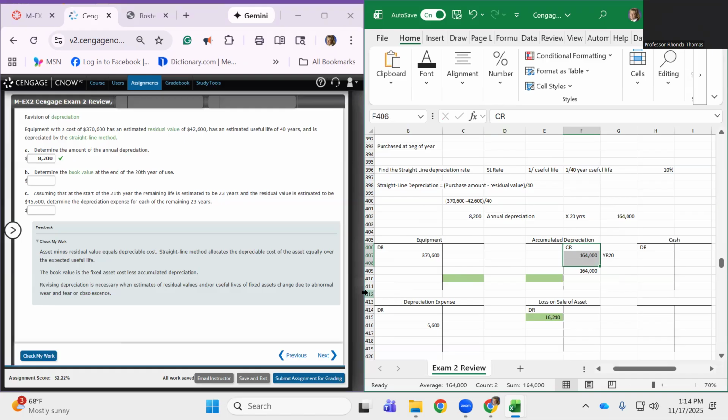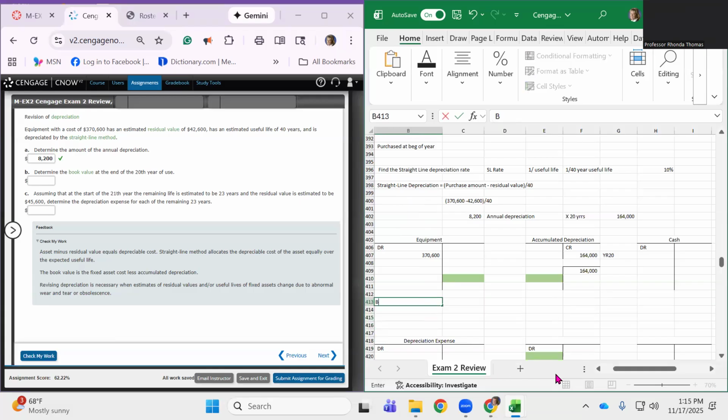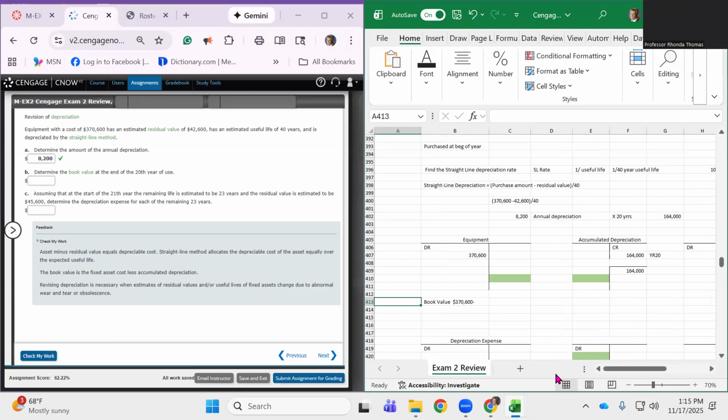So the book value at that point, we're not selling anything right now. We have to know what the book value is from time to time. So book value is that asset of $370,600 minus the accumulated depreciation of $164,000. So book value equals.